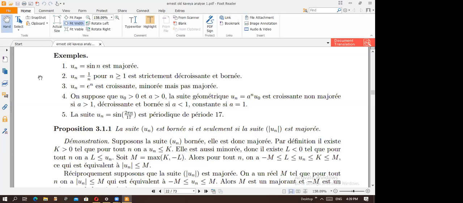Yeah, and then here we've been given examples. The first one there says un is equal to sine n and is majorem. These guys are just examples here. All these here are just examples. Everything here is just examples.